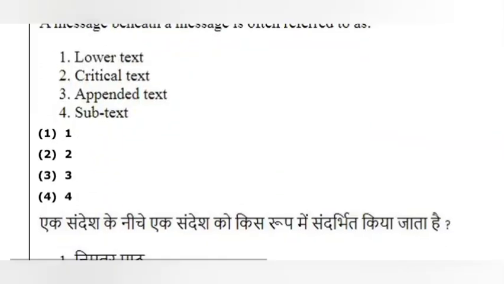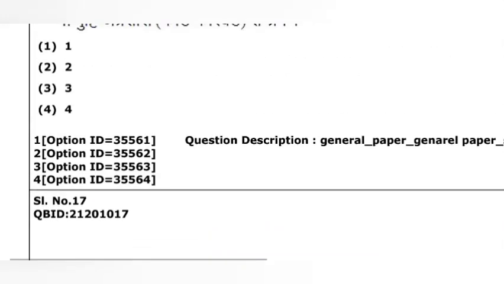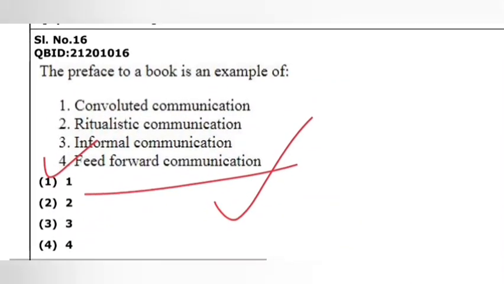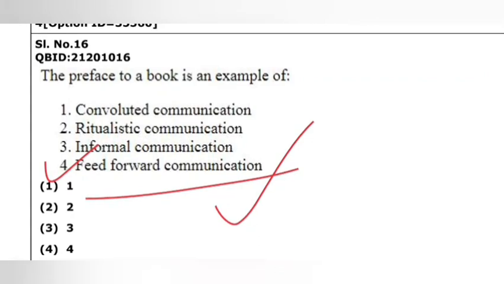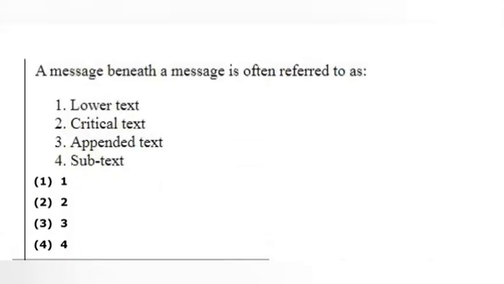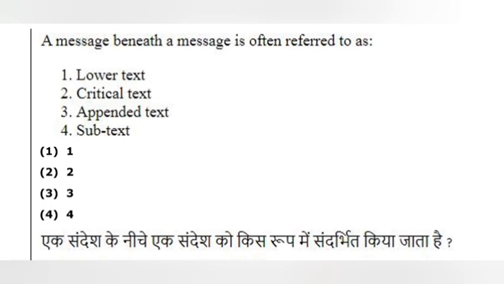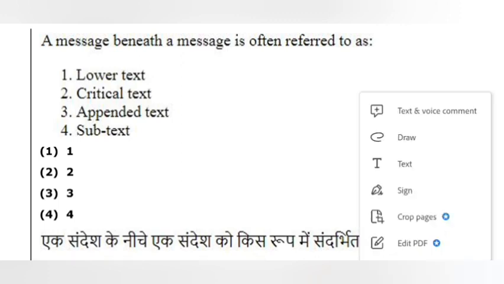Next, 17 says, wait, 16 is done. Yes, 16 done. Now 17. It says, a message beneath a message is often referred to as what? Lower text, critical text, appended text, subtext. It will be called a subtext.